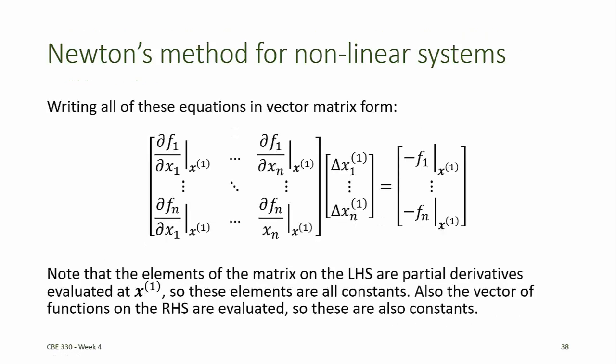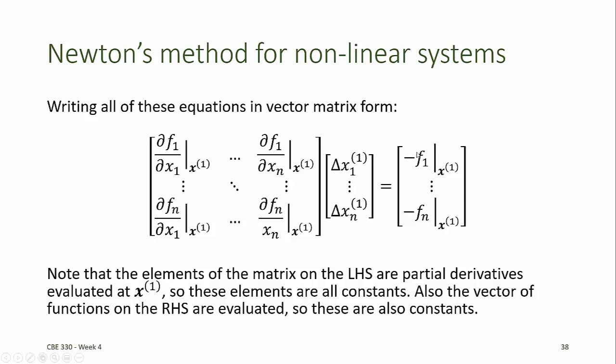Then we write these equations in vector and matrix form. The first row of this equation represents the first-order Taylor series expansion of f1 around our initial guess. The second row represents the first-order Taylor series expansion of f2 around our initial guess. Note that all of the elements of the coefficient matrix on the left-hand side are partial derivatives of our nonlinear equations, each evaluated at the initial guess for our solution x1. So these elements are all constants.